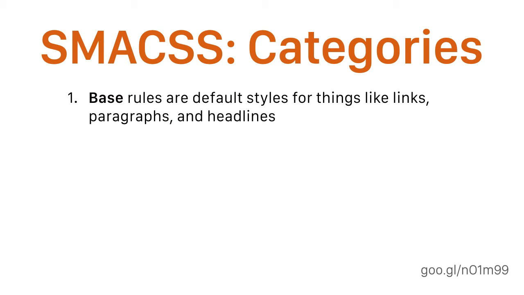So the categories that he defined are, first of all, base rules, which are default styles for things like links, paragraphs, and headlines. We're talking about raw HTML elements. You don't even put classes on these. These are the native elements that you need to control the appearance of.